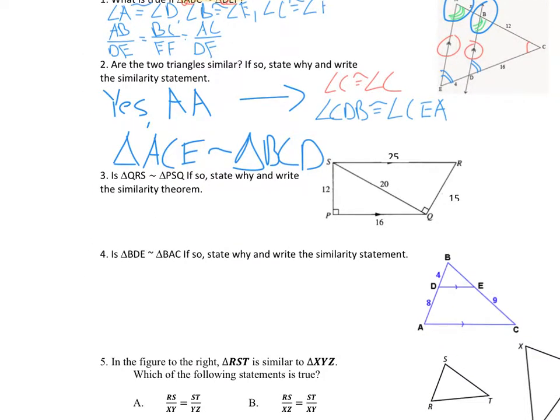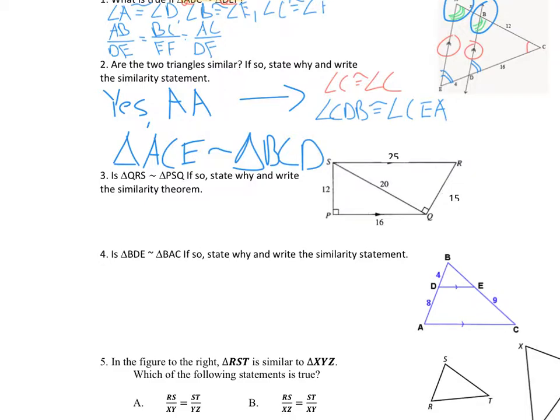So the question is, is QRS similar to PSQ? If so, state why and write the similarity theorem. Based on what they give us in the triangle, of the three, angle, angle, side, or side, side, which one does it look like we're initially going to have to use? Okay, why side, side? It gives us all three sides, and we do kind of have an angle that we could potentially use, but let's do side on this.